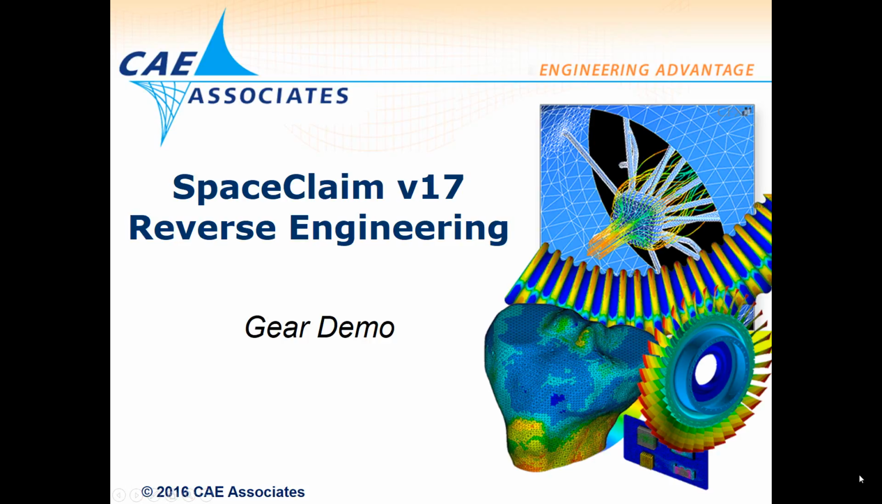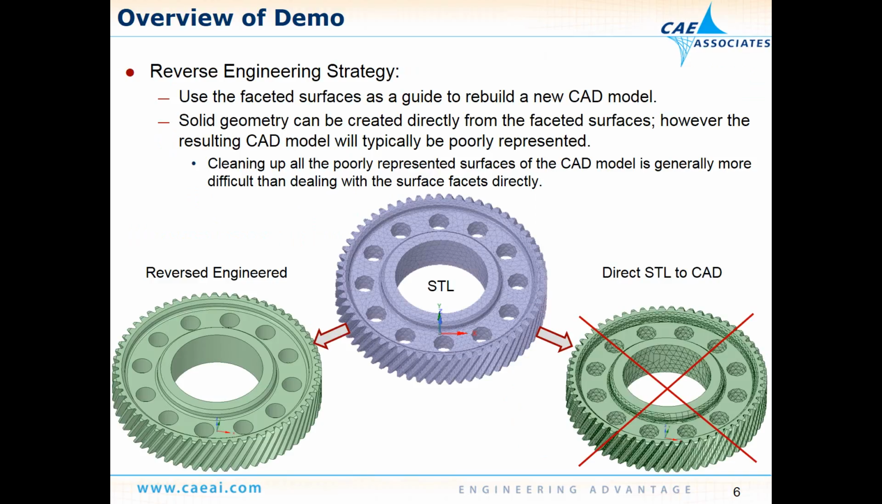This demonstration will illustrate how SpaceClaim can be used to reverse engineer a gear. We'll start by using an STL file, which is a faceted surface representation of the geometry, and we're going to use that as a guide to rebuild a new geometry from it.